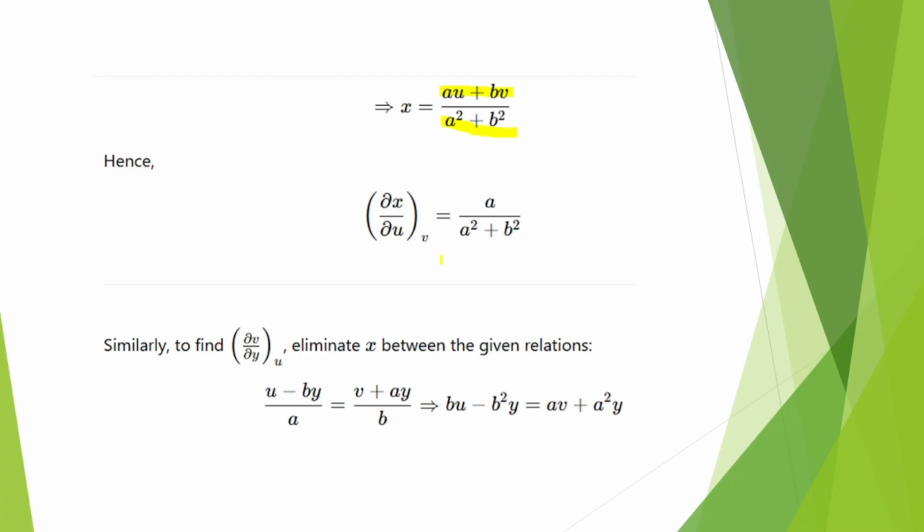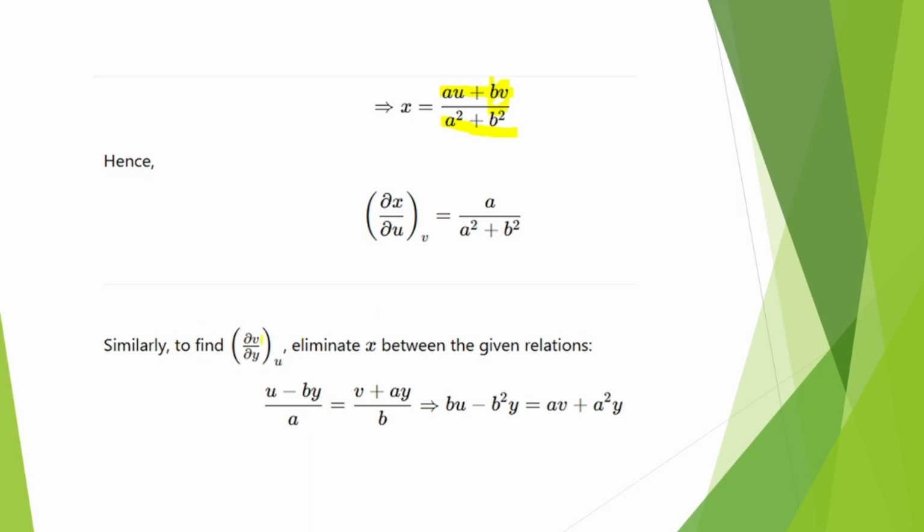Hence ∂x/∂u keeping v constant is derivative of u is 1, a as it is, a upon a square plus b square, plus derivative of bv is 0 because here v is constant and b is also constant. So ∂x/∂u keeping v constant is a upon a square plus b square.